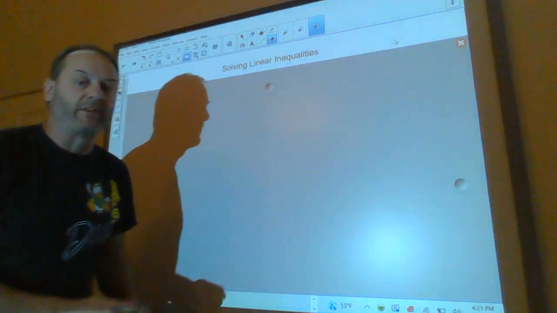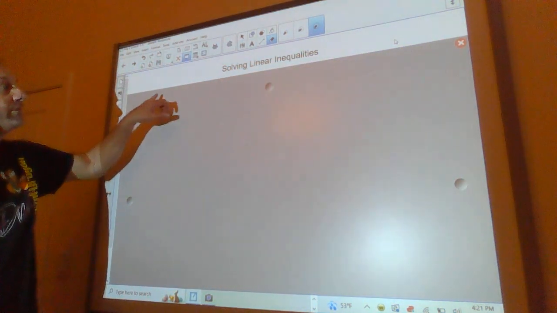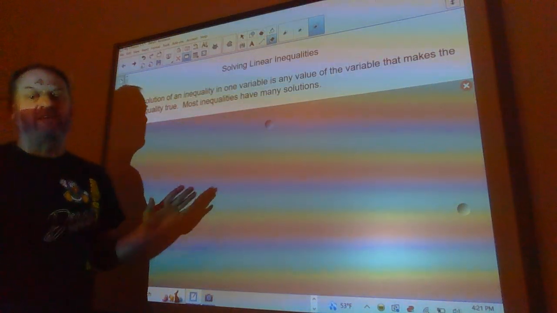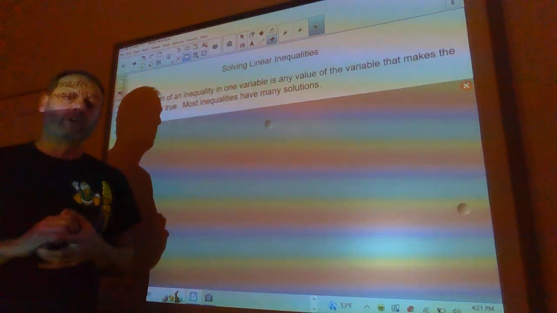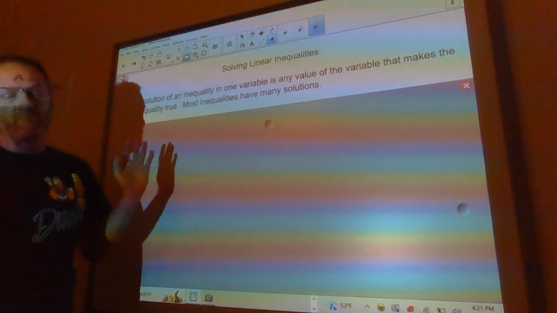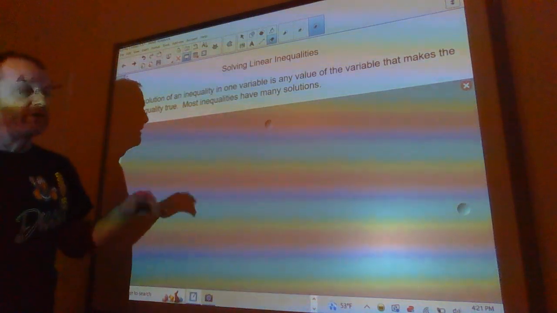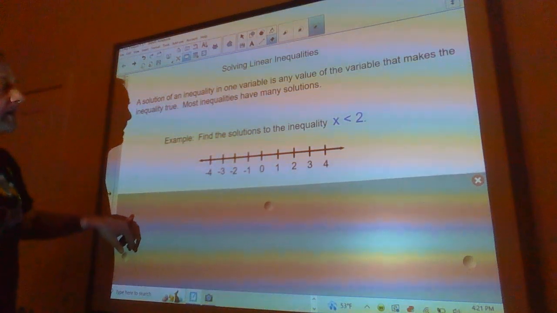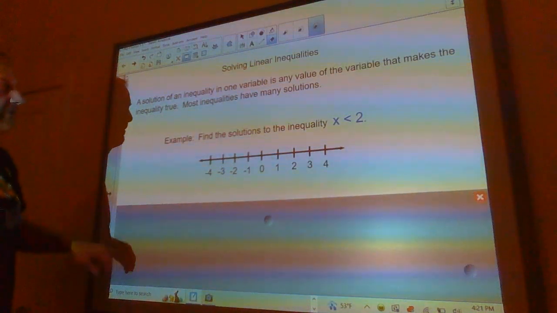Hello everybody, today we're going to talk about solving linear inequalities. A solution of an inequality in one variable is any value of that variable that makes the inequality true. Most inequalities have an infinite number of solutions. So how do we graph that? How do we solve that?